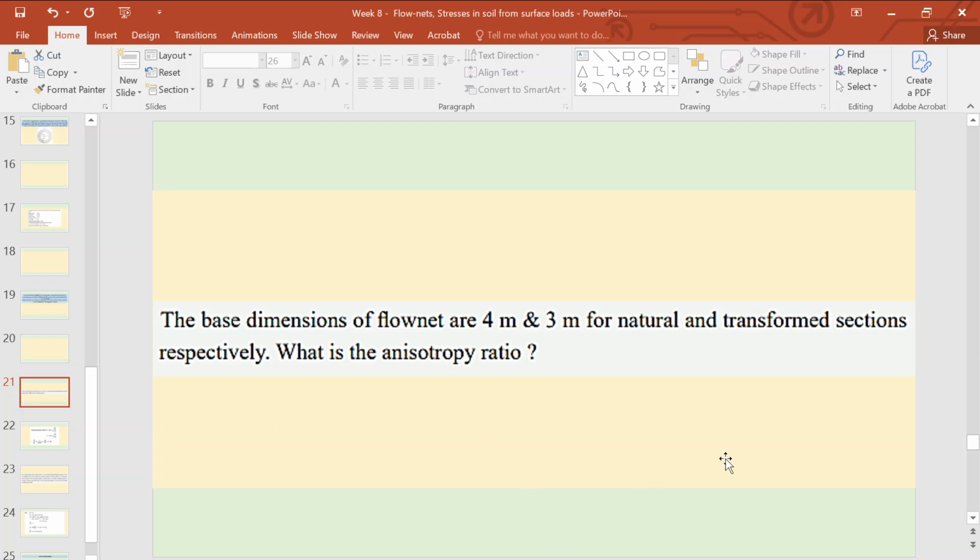The base dimensions of flow net are 4 meter and 3 meter for natural and transformed sections respectively. What is the anisotropy ratio? This is for just one dimension, the base dimension, which should be horizontal. So the base dimensions are, for the natural section it is 4 meter, for the transformed section it is 3 meter. So from this you have to calculate the anisotropy ratio. Is this question clear?